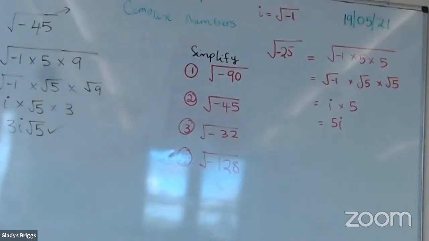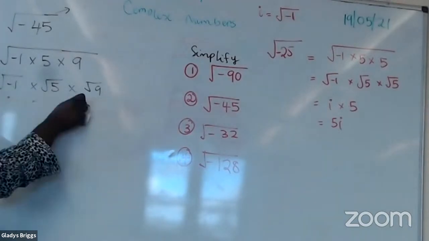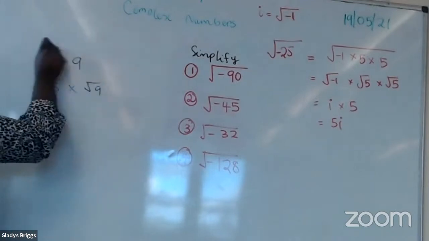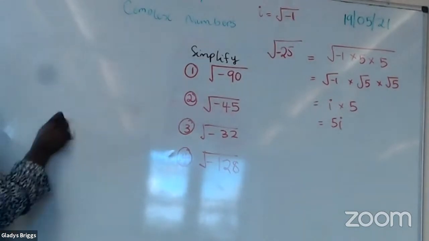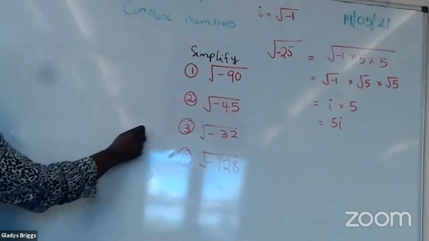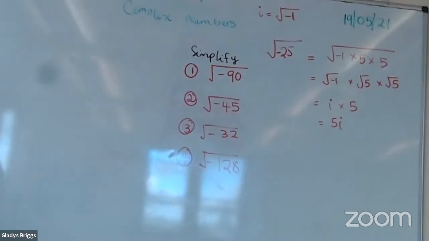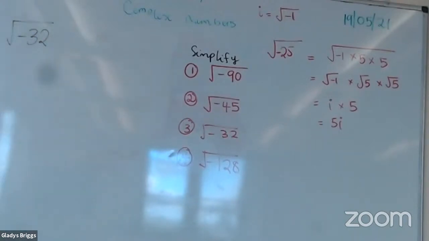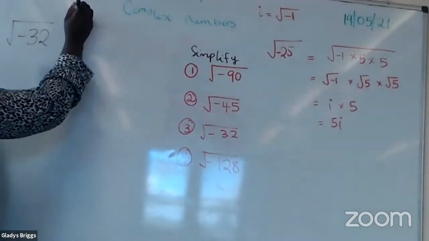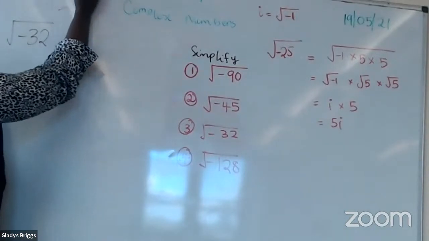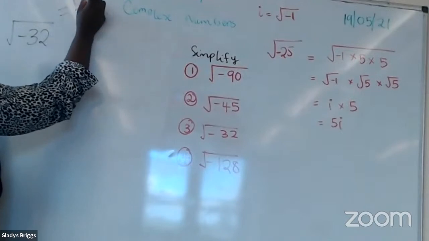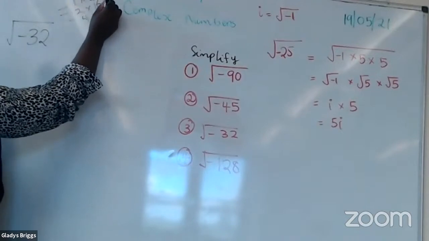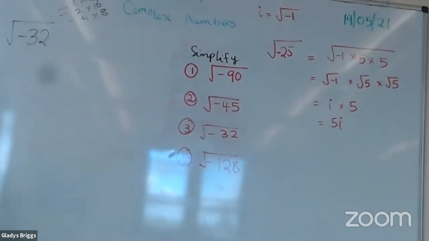Okay, let's have a look at the other one. The square root of negative 32. What could I use to do that one? You could use 1 times 32. You could use 2 times 16. You could use 4 times 8. Anything else? No. So which one is the best one to use here?